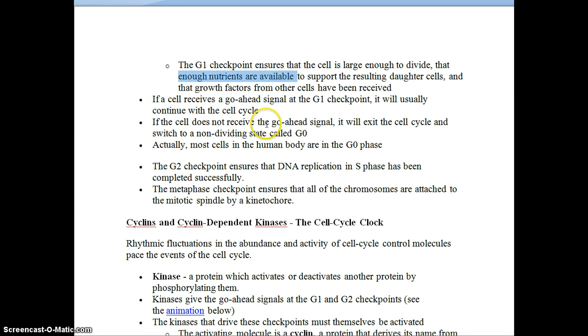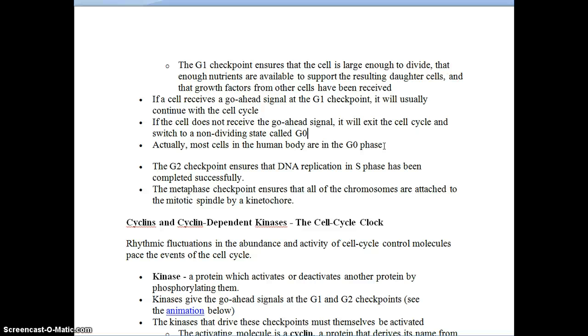If the cell does not receive a go-ahead signal in this one, it's going to go into that non-dividing or resting state called the G0. Most of our cells are in G0, meaning they don't really have a need to divide unless they're damaged. For instance, your liver cells are in G0, but if someone is a recovering alcoholic, they've quit, their liver cells will actually jump back into cell division in the life cycle and start to repair themselves. That is possible. The liver can regenerate. Other fast-growing cells include skin cells, so they will not necessarily go into G0, but most of them do.